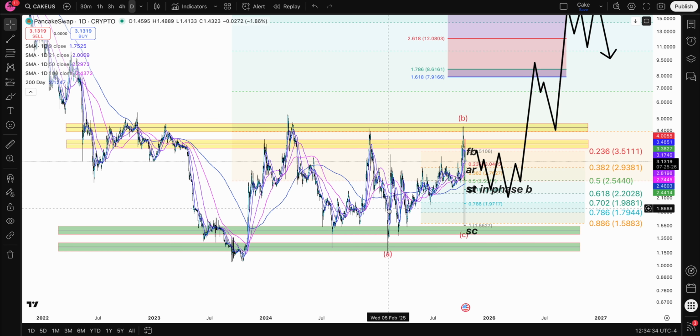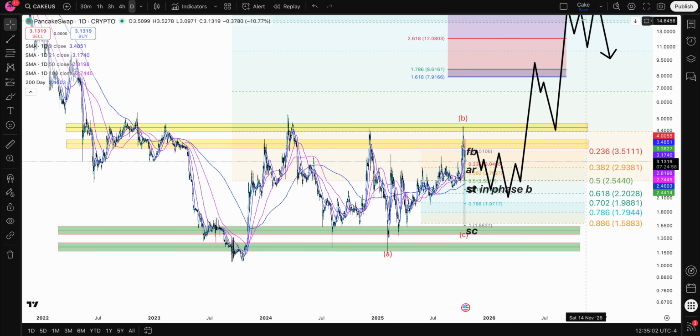Now, there are people that are saying, is this accumulation or is this distribution? Accumulation usually happens when the asset is still at the lows. We can not only see this with Cake, but we can also see it across many of the alts across the sector. I think about 95% of alts are still at the lows and still going through accumulation.